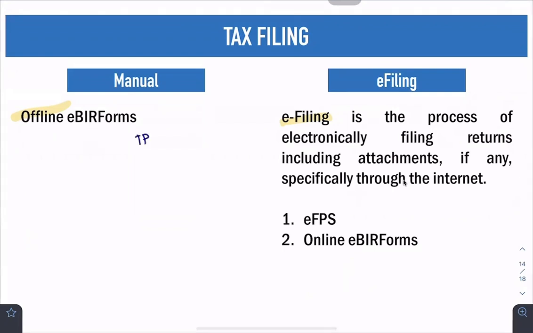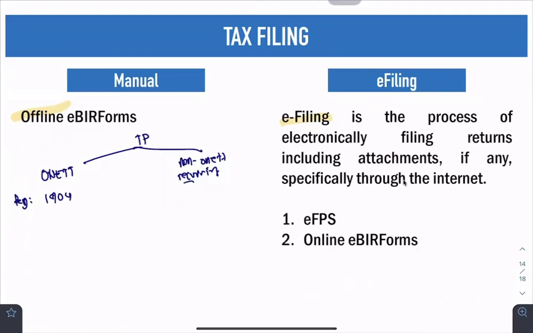So there is a taxpayer, and the taxpayer needs to register. So in registration, we have either onetime or non-onetime. Whenever we say non-onetime, these are your recurring type of taxpayers. So for onetime, you need to register using 1904. For non-onetime, we need to determine whether it is a business or it is not a business. In short, you are an employee.